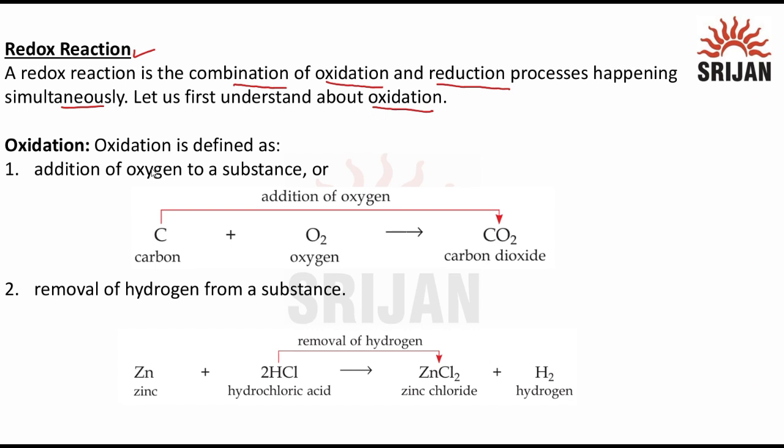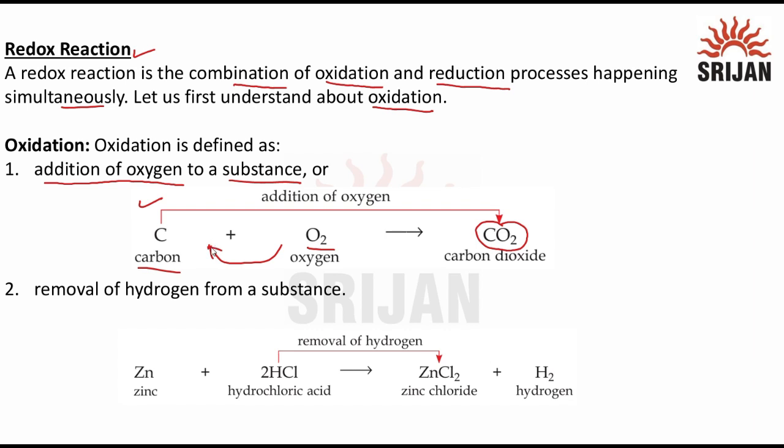So what is oxidation? Oxidation can be defined as addition of oxygen to a substance. Here you can see the example of oxidation where carbon, when it reacts with oxygen, gives carbon dioxide. So here oxygen is adding up in the carbon to give carbon dioxide. That means we can say that here oxidation of carbon is taking place, right?